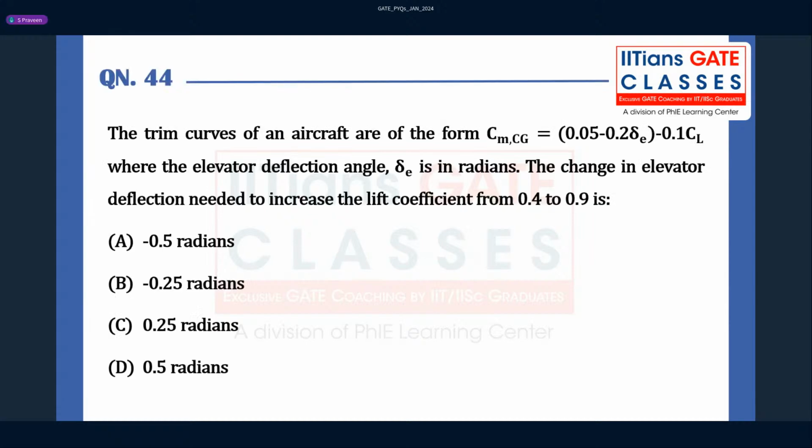So look at this question. The trim curves of an aircraft are of the form CMCG equal to 0.05 minus 0.2 delta E minus 0.1 CL. Same expression for CM, where the elevator deflection angle delta E is in radians. The change in elevator deflection needed to increase the lift coefficient from 0.4 to 0.9 is dash. So underline this. So let's try to do that. Very simple again.